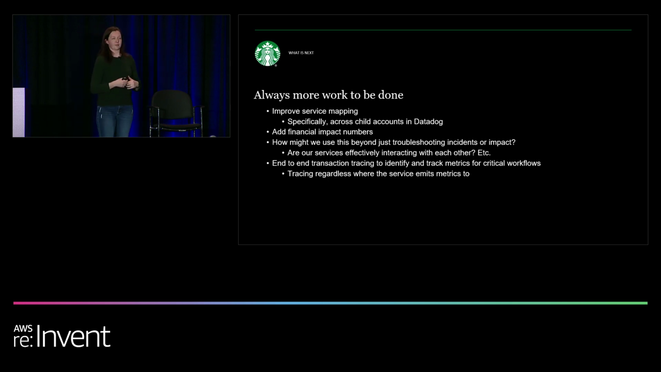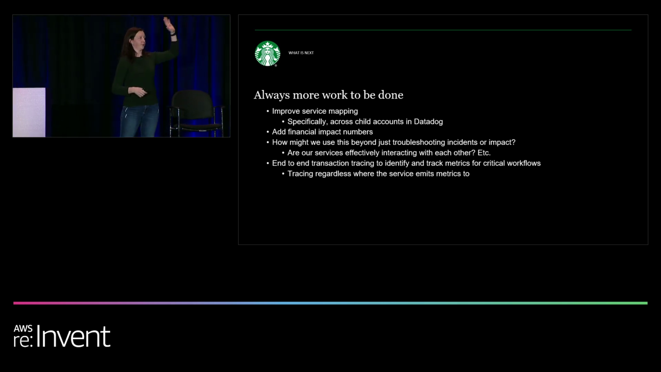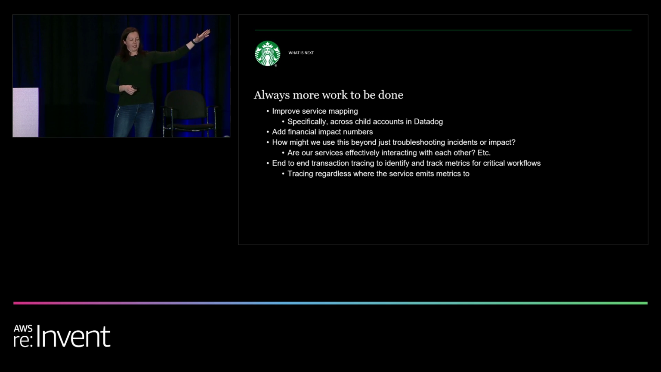Adding financial numbers, so something that we saw there with the APM features that Junaid was showing. We saw SLOs, we saw all the four golden signals, but we didn't see financial impact. How cool would it be if I could actually see what are my orders that are not getting through? What are my orders that are getting stuck? What am I missing out on?